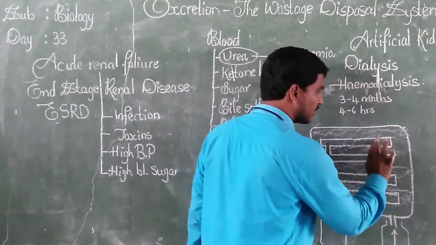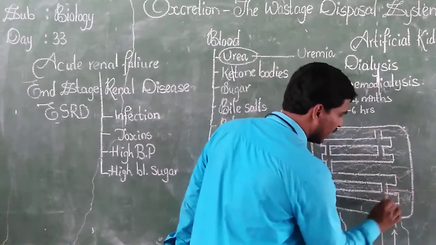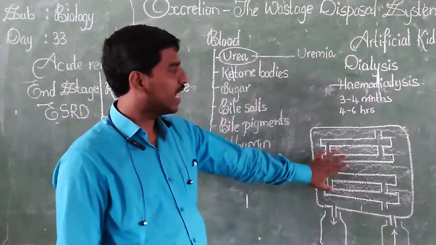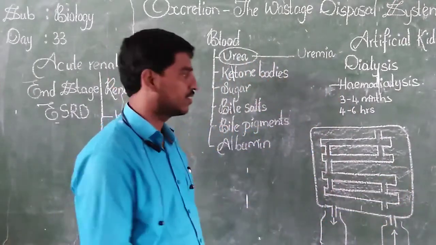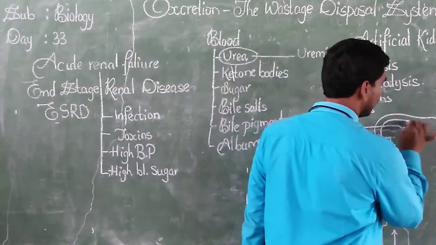Nephrons are the structural and functional unit of our kidneys, right? The artificial kidney is equivalent to nephrons. Now they are semi-permeable membrane structures. Now what happens here? You can look.